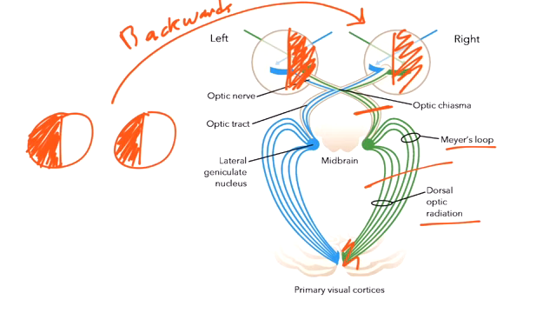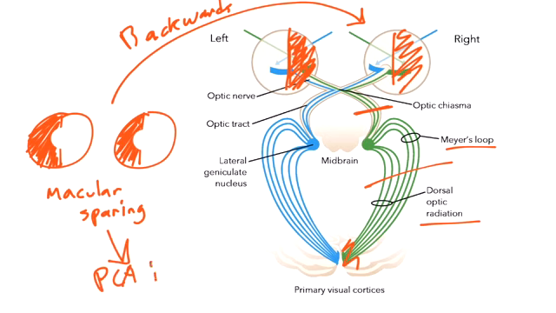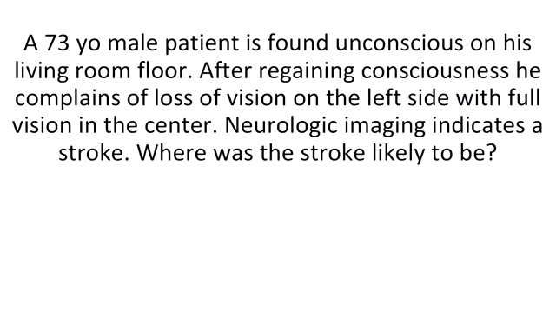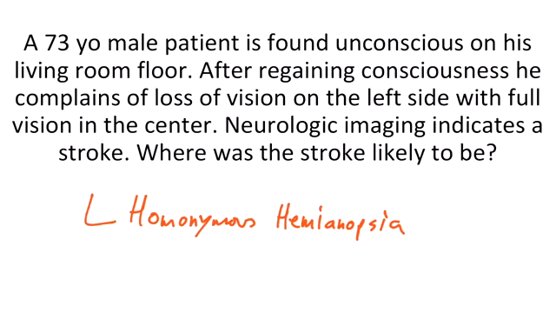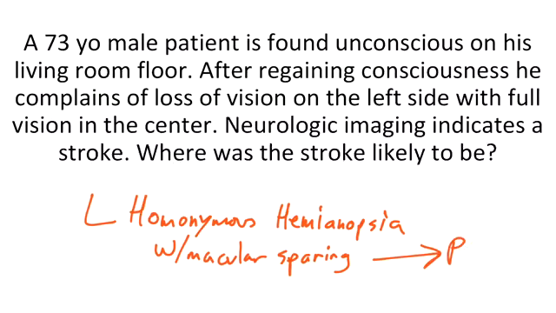He also stated that he can see the center just fine. In other words, there's sparing of the macula. So in other words, this is macular sparing. So this implicates a PCA infarction, which means we're thinking the right occipital lobe is what was damaged. So going back to our question, in a patient with left homonymous hemianopsia with sparing of the macula, the patient has likely to have had a PCA infarct, which is where we think the stroke is.